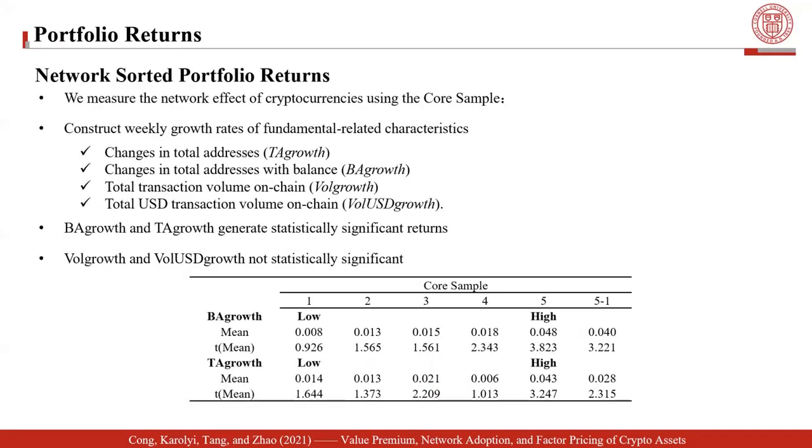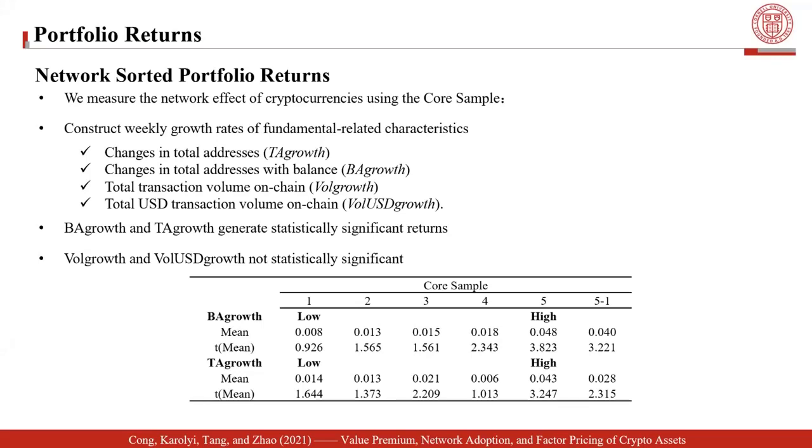And we also construct network adoption metrics using changes in total addresses, changes in total addresses with non-zero balance, and changes in transaction volume, both measured on chain. And that's where the blockchain data would be helpful. It turns out that growth in addresses generates a significant premium. And that's what we are going to use for constructing the factors.